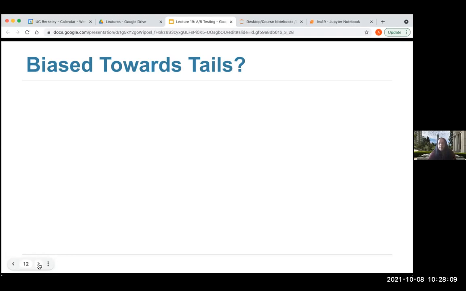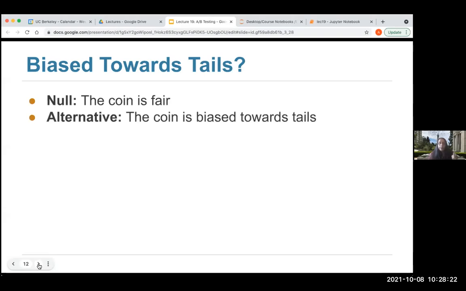Now, my null hypothesis is the coin is fair. Why? Because I can simulate a fair coin, right? The array is 0.5, 0.5. My alternative hypothesis is the coin is biased towards tails. I want you to notice that you cannot simulate under this hypothesis because you don't know how biased. You're not even specifying how biased.